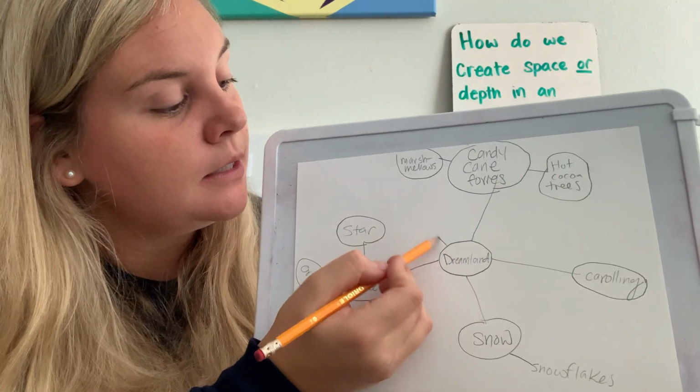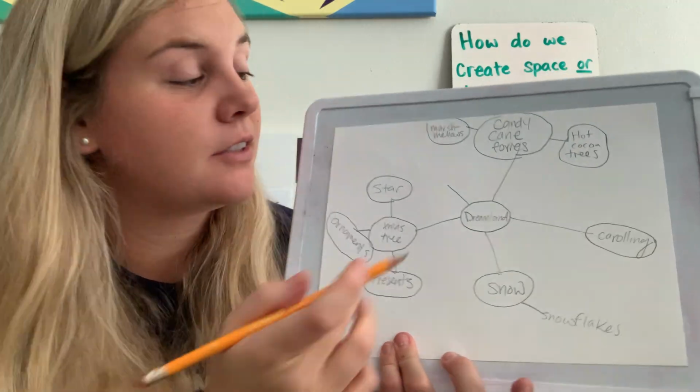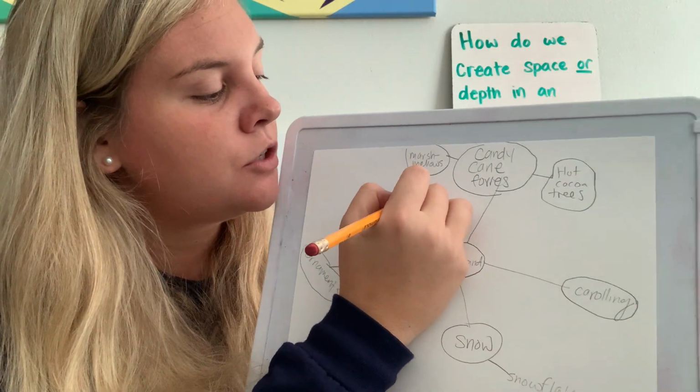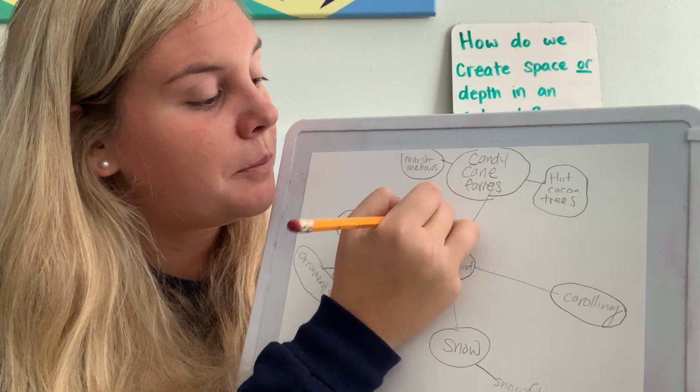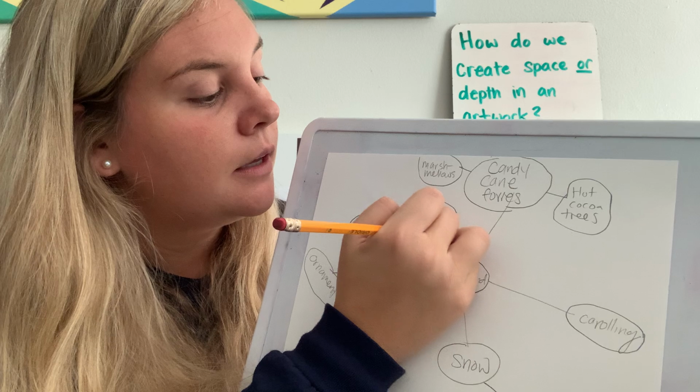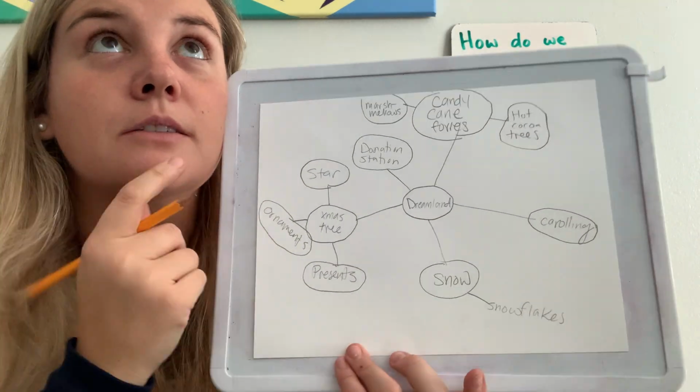Maybe in my Dreamland, I want a place for people to donate gifts for people who don't have gifts. So I might have a donation station. And it's where people maybe can come and help give gifts to other people. So I'm going to have a donation station in my Dreamland. What else do I want in my Dreamland?